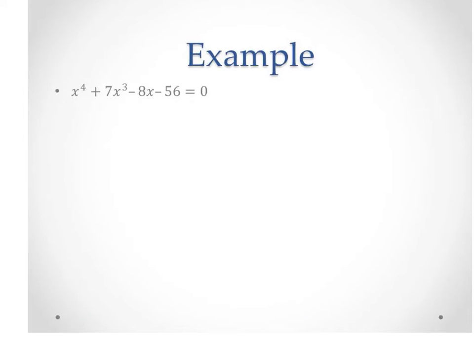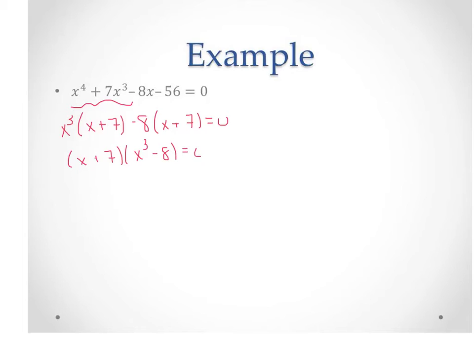Alright, so factor, set each factor equal to 0, solve. So, 4 terms. How do we factor 4 terms? We group them. I'm going to pull an x cubed out of these first 2, which leaves you with x plus 7. And it looks like we can pull a negative 8 out of the second 2, which is going to leave us with x plus 7. So then if we pull the x plus 7 out front, we have an x cubed minus 8 left over.